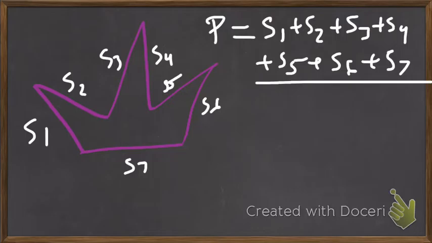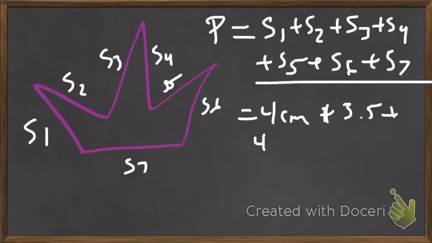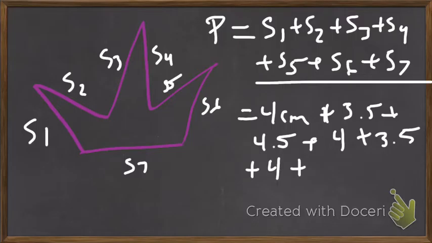So side 1 is about 4 centimeters. Side 2 is about 3.5. Side 3 is 4.5. Side 4 is 4 centimeters. Side 5, 3.5. Side 6 is another 4. And side 7 is 4.5.